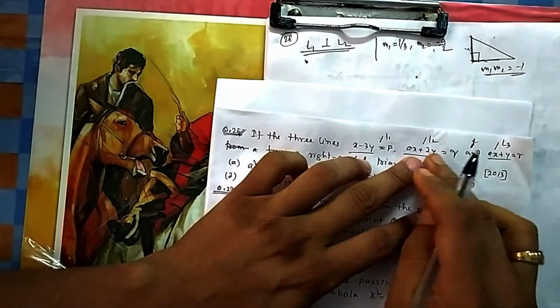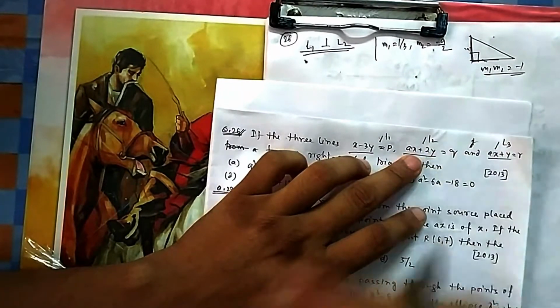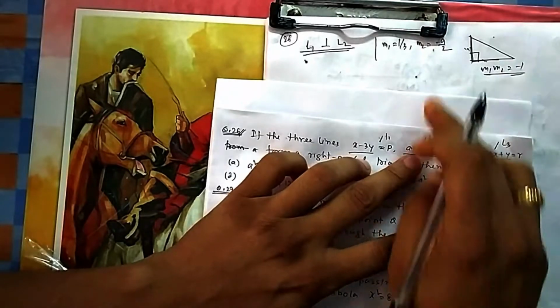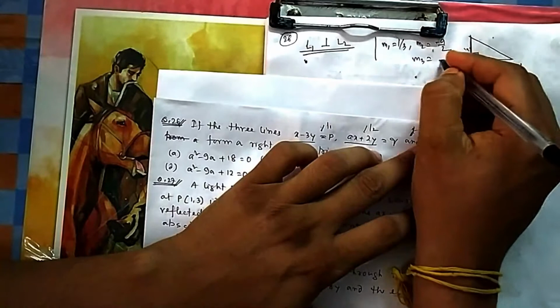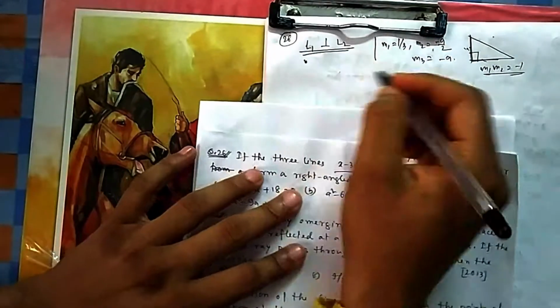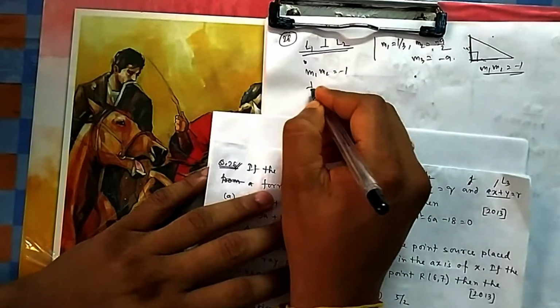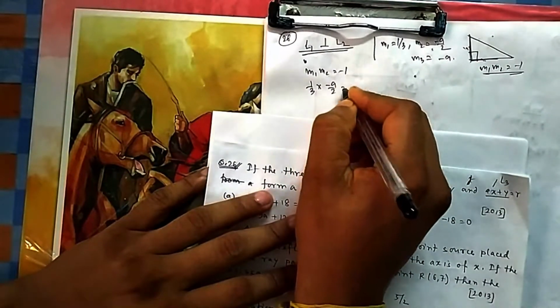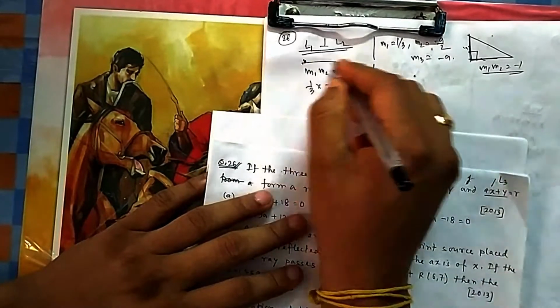Y equal to mx plus c: 2y is equal to minus ax, so y is equal to minus a by 2 x, so the slope is minus a by 2. And what is m3 here? It is minus a. So if L1 is perpendicular to L2, then m1 into m2 is equal to minus 1. So 1 by 3 into minus a by 2 should be equal to minus 1. That means a should be equal to 6. This is one option.